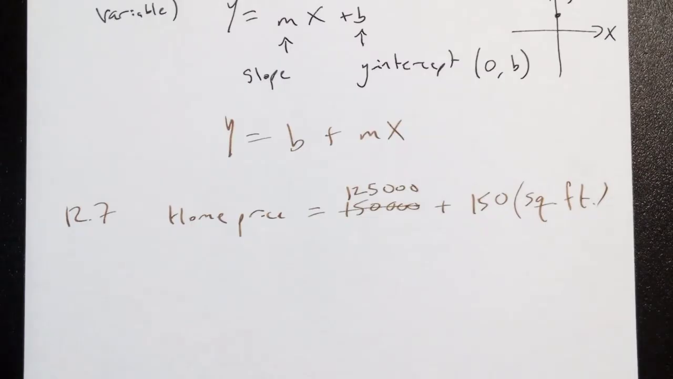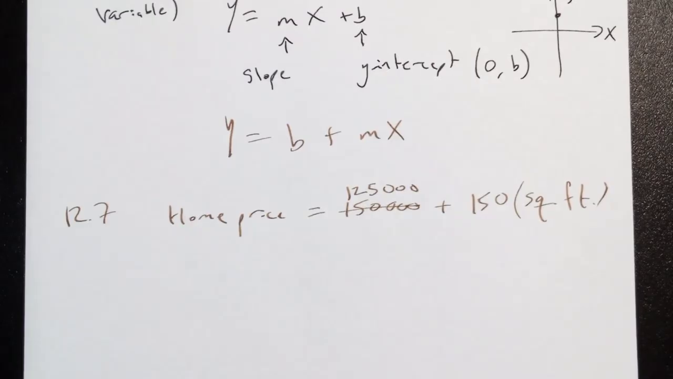The minimum. Because I don't know of any way to buy a house with negative square feet. So square feet has got to be at least 0. And if I buy a house with no square feet, I'm buying an empty piece of land, right? So that 125,000 would represent the land price in this area. And then this 150, what does it mean?